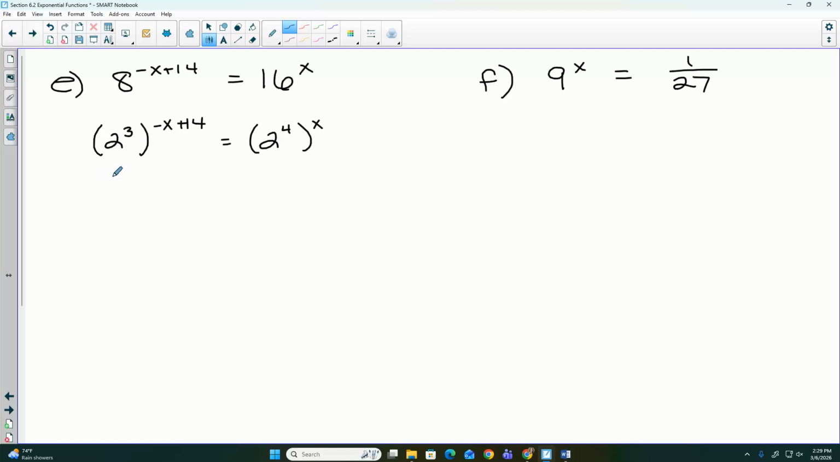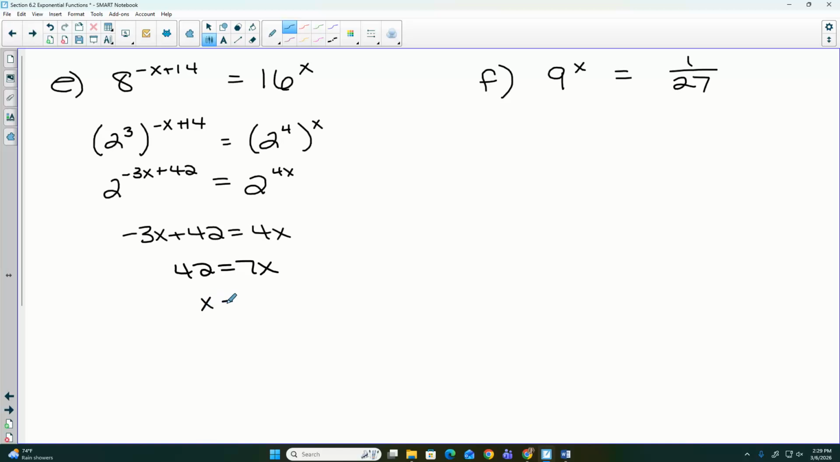All right, so then exponent rules, power to a power, we multiply. So now we have the same base on each side. You can set the exponents equal to one another. And we get 6. And again, you can check it by plugging it back into the original.